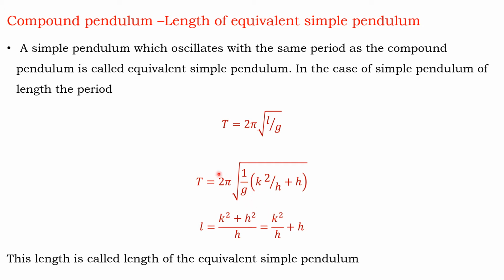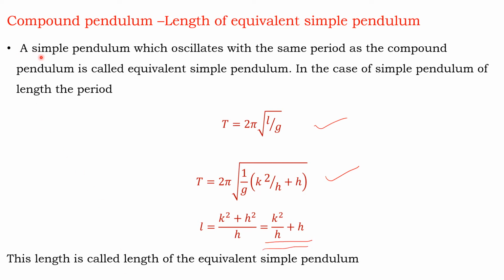Consider a simple pendulum which has the same period as that of a compound pendulum, and let T be the period of the simple pendulum. Then T is equal to 2 pi into root of l by g. Comparing these two equations, we get l is equal to k square plus h square divided by h, or l is equal to k square by h plus h. And this length l is called the length of the equivalent simple pendulum.